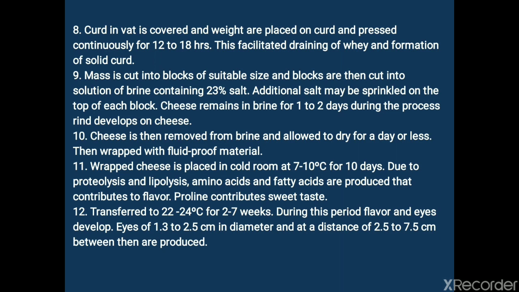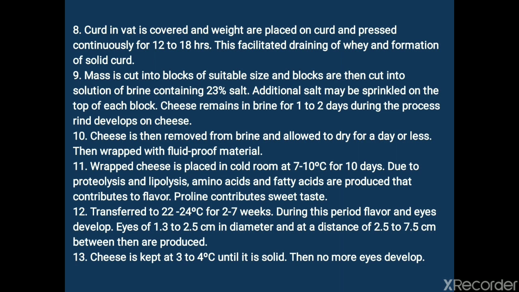Eyes of approximately 1.3 to 2.5 centimeters in diameter are formed at a distance of 2.5 to 7.5 centimeters between them. These eyes are produced due to production of gas by bacteria present in the cheese. Then, after this period, the cheese is kept at 3 to 4 degrees Celsius until it is sold. During this period, no eyes develop. Remember that eyes develop during the incubation period at a temperature of 22 to 24 degrees Celsius.